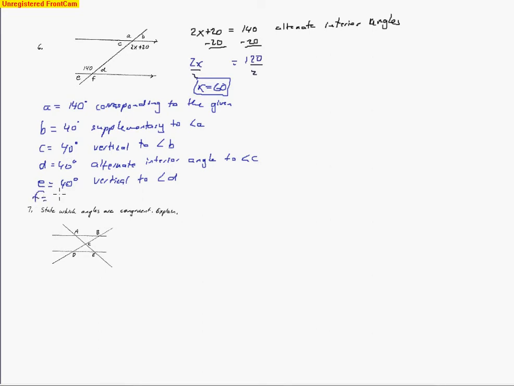F is 140 degrees because it is an alternate exterior angle to angle A. So notice that's on opposite sides, alternate sides of the transversal, and exterior means outside the parallel lines. So that's what you do on number 6, and again number 5 was very similar to that on the other tutorial. And then the last problem says state which angles are congruent, and you have to explain.